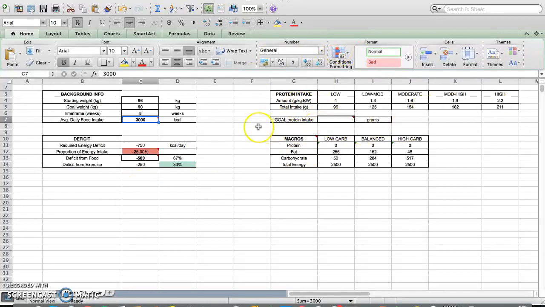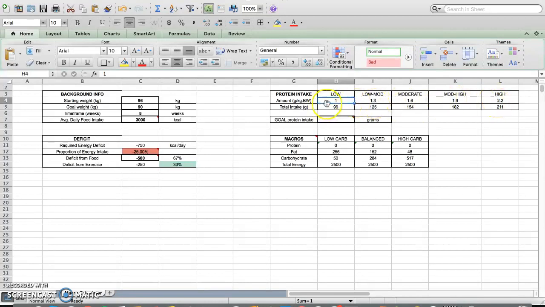Now, what we can do here is use the body weight to work out your protein intake, and that's the first macronutrient that you're going to set. So overall energy intake and protein intake are the two most important factors of the diet. So you come across to this table, and once you've entered your starting weight here, it will multiply your body weight by the factor of whatever protein intake you're looking for. So 1 gram per kilogram body weight, right up to 2.2.